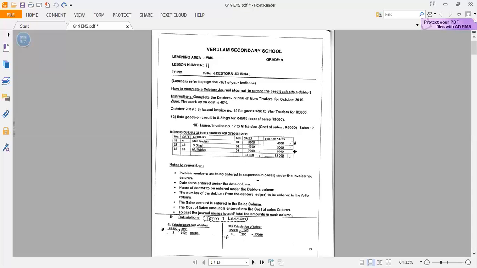I record the amount of 7,000 Rand under sales and 5,000 under cost of sales. Now, learners, remember to cast the journal, we are going to add vertically. So we total the amounts in each column vertically. The total under my sales column is 17,100 and the total amount in the cost of sales is 12,000 Rand. So learners, I hope you are following me. We are now going to go on to page 11.